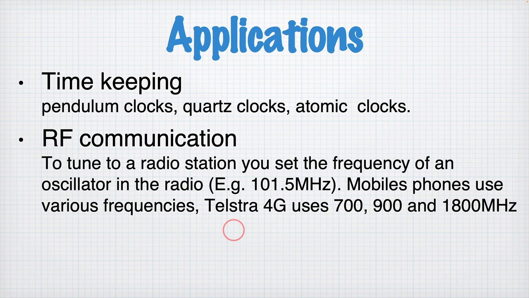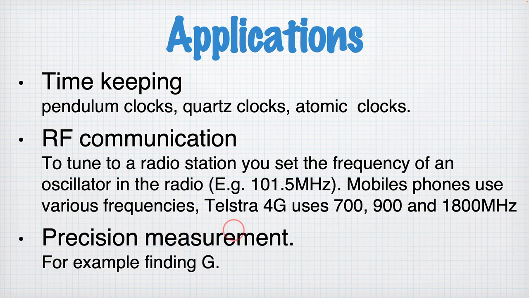To tune a radio station or a mobile phone network or whatever it is, then you need clocks and oscillators that run at particular frequencies. So mobile phone networks, the 4G networks, use 700, 900 and 1800 megahertz. Oscillators allow you to tune into these and generate signals at these frequencies.